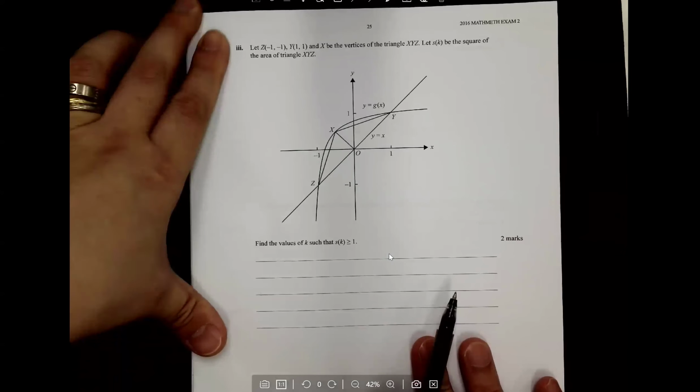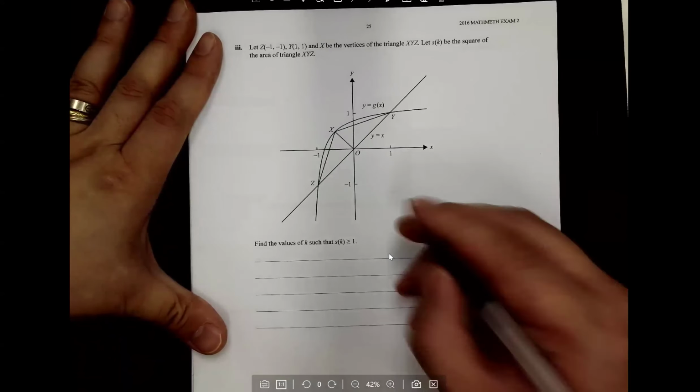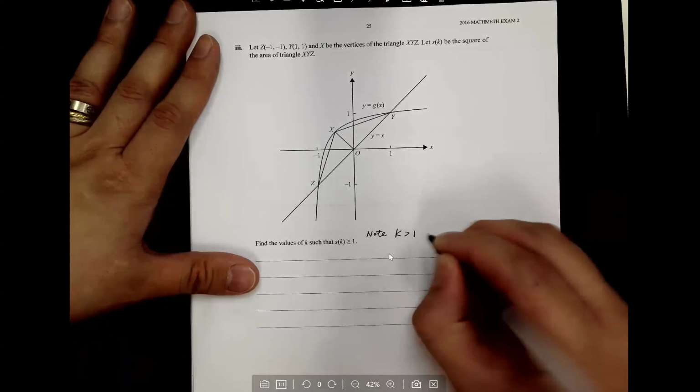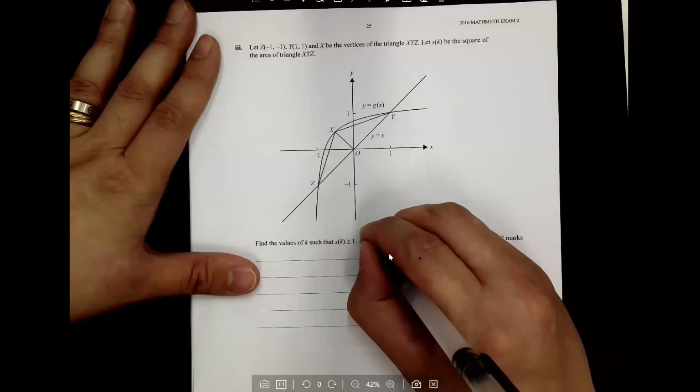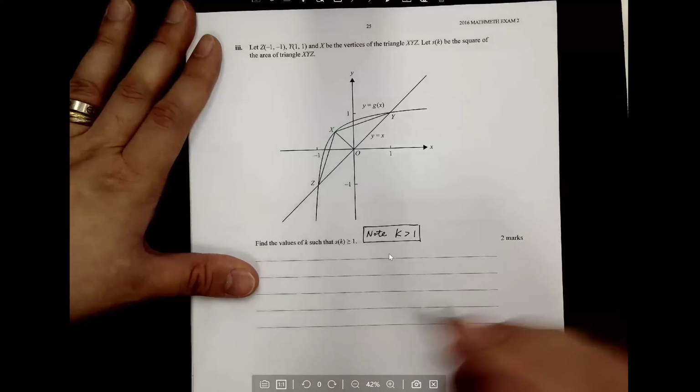Okay, let Z, Y, X be the vertices of the triangle XYZ. Let S(k) be the square of the area of triangle XYZ. Find the values of k such that S(k) is greater than or equal to 1. Note that k must be greater than 1, okay? Which was specified together with the definition of g(x).